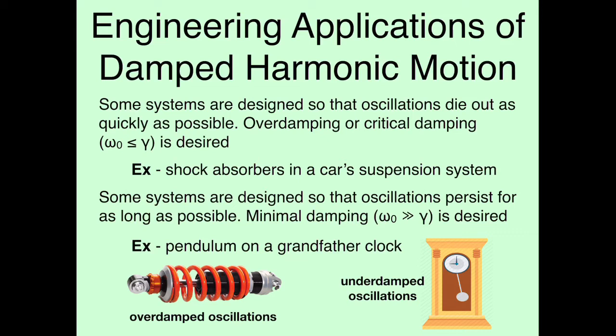So an example of that would be the pendulum on a grandfather clock. You want this thing to be swinging back and forth for as long as possible, so you don't have to keep winding up the clock over and over again. You want it to just keep going on its own for as long as possible. So you want the smallest amount of damping you can get. So that's what we call underdamped.